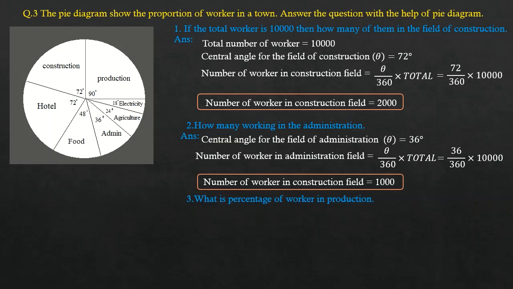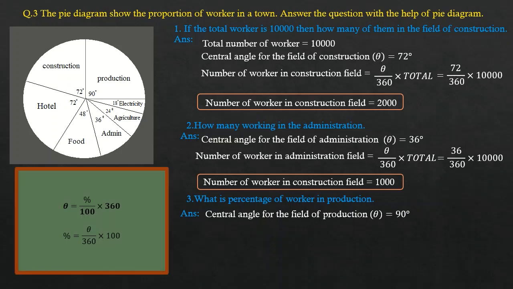Let's discuss one more. What is the percentage of workers in the production field? So again total remains the same, 10,000. Central angle for प्रोडक्शन फील्ड इज 90 डिग्री. बट अब आपको डेटा नहीं फाइंड करना है, परसेंटेज ऑफ डेटा फाइंड करना है. So theta upon 360 is equal to percent upon 100, or percent is equal to theta upon 360 into 100. ये दो फॉर्मूले में से कोई एक फॉर्मूला हम यूज़ करेंगे.